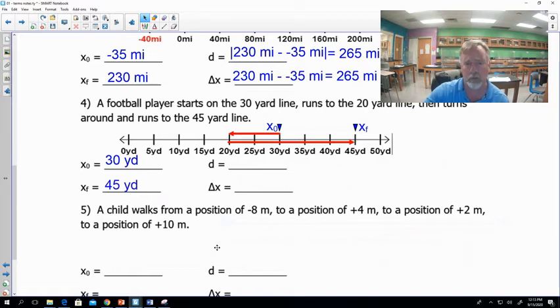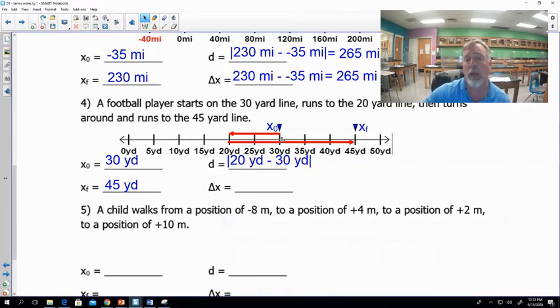What's our distance? Well, I have this first little leg here I showed you in red. We've got to find how far did the player run in that part. We're going to take our final spot, which was, I'm sorry, which was 20. And we're going to subtract our initial value where we started of 30. Right? Now, that's only one of the legs.